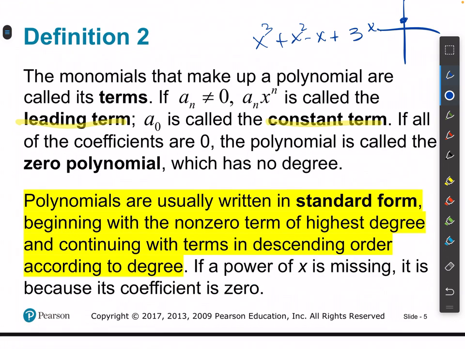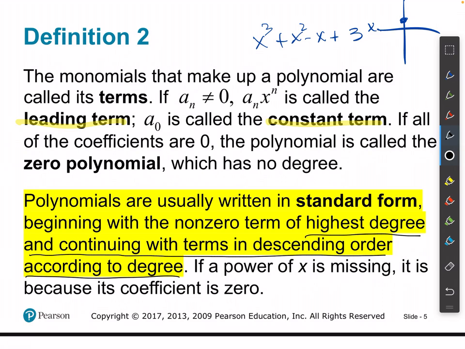And then if all the coefficients are 0, the polynomial is called a zero polynomial, which has no degree. Which is interesting, but we're not really going to worry about that too much because those are no fun. But polynomials are usually written in standard form beginning with the non-zero term of highest degree and continuing with terms in descending order according to their degree. So always put it in order of degree. If a power of x is missing, it is because the coefficient is 0. That is also an important point.